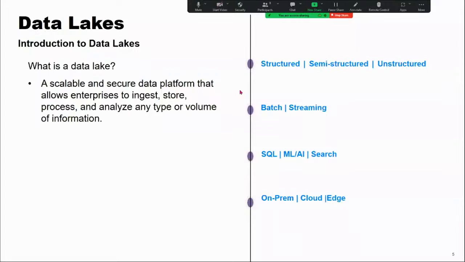So yes, we already know what a data lake is, guys. A data lake is a centralized repository to store the data, to store or retrieve the data as per the business requirement, right? So what kind of data can we store, guys? You can see here.